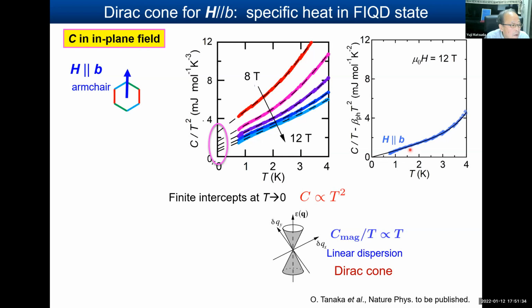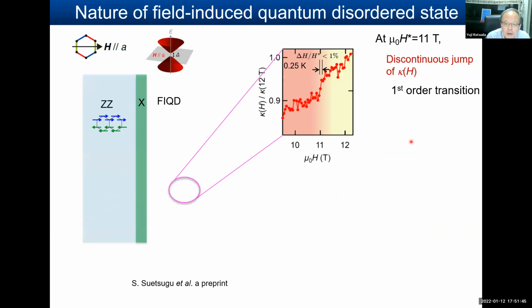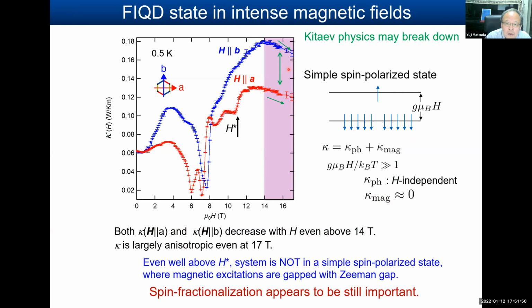Many people believe that if you apply a magnetic field of, for example, 70 Tesla, the system is a simple spin polarized state. But this is not true, because the thermal conductivity has a large anisotropy and decreases with magnetic field. This indicates that even at 70 Tesla, spin fractionalization is important. Maybe we need to apply a much stronger magnetic field to observe the simple spin polarized state. Okay, thank you.